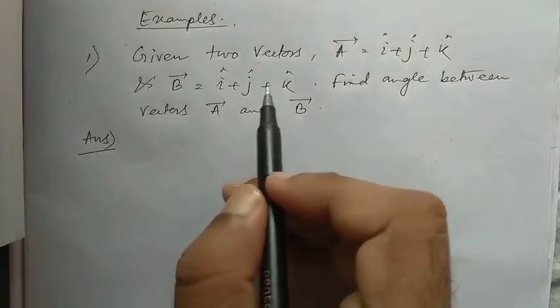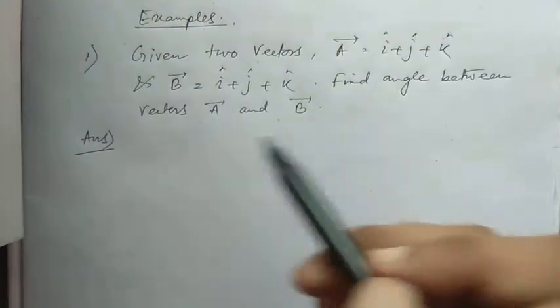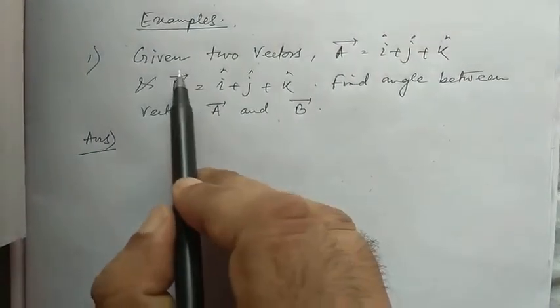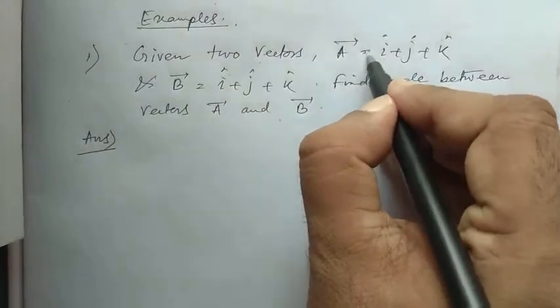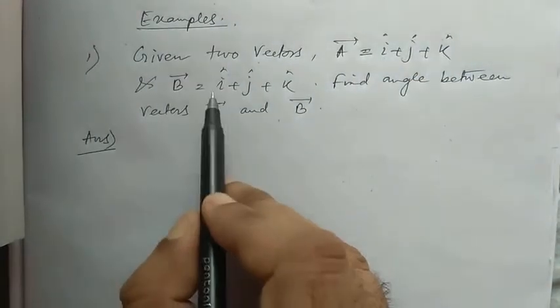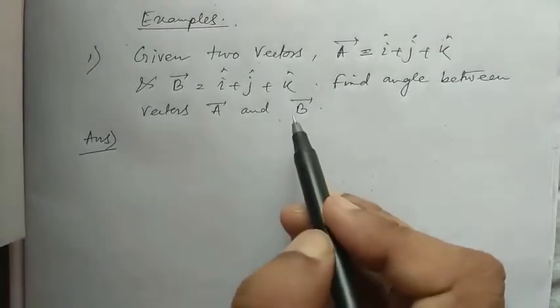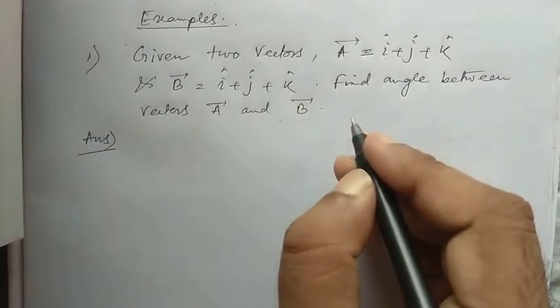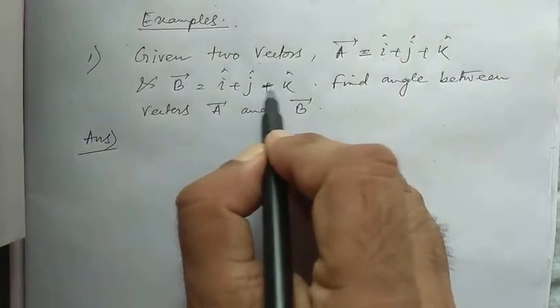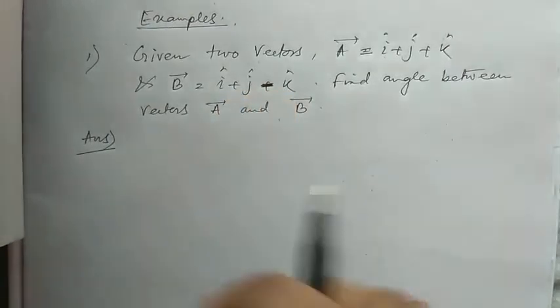Now we try to clear the theory a little bit more by using some examples. Suppose you are given two vectors. Vector A is i plus j plus k. Vector B is i plus j plus k. Find the angle between vectors A and B. I suppose I have taken the sum wrong. It will be minus k. So A is i plus j plus k and B is i plus j minus k.